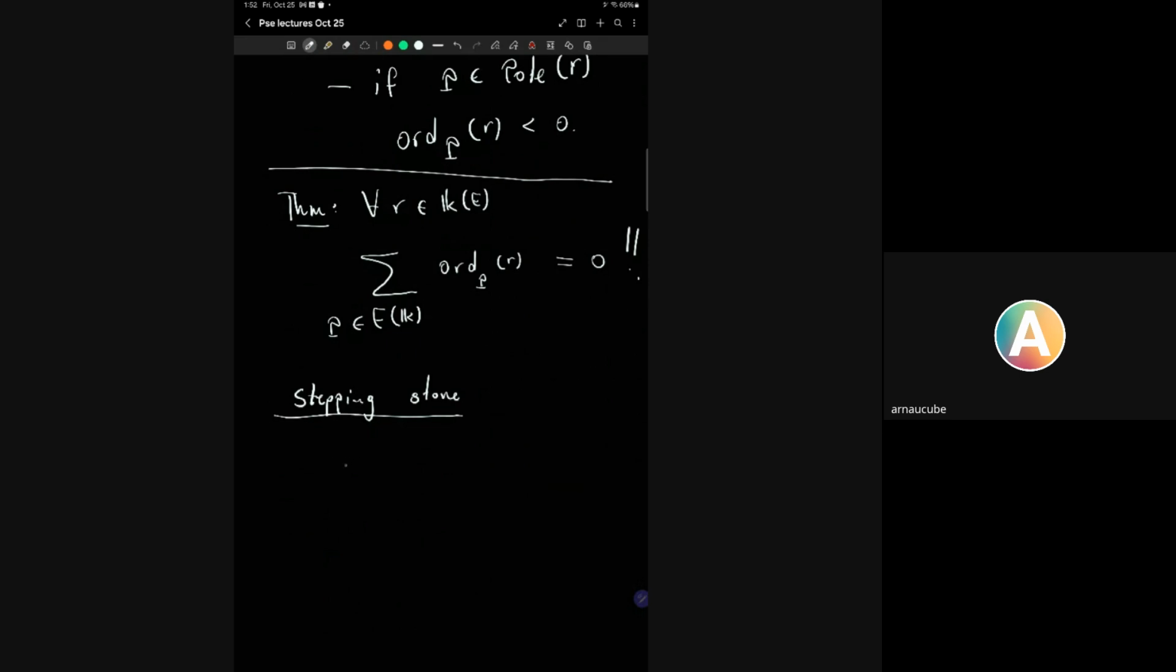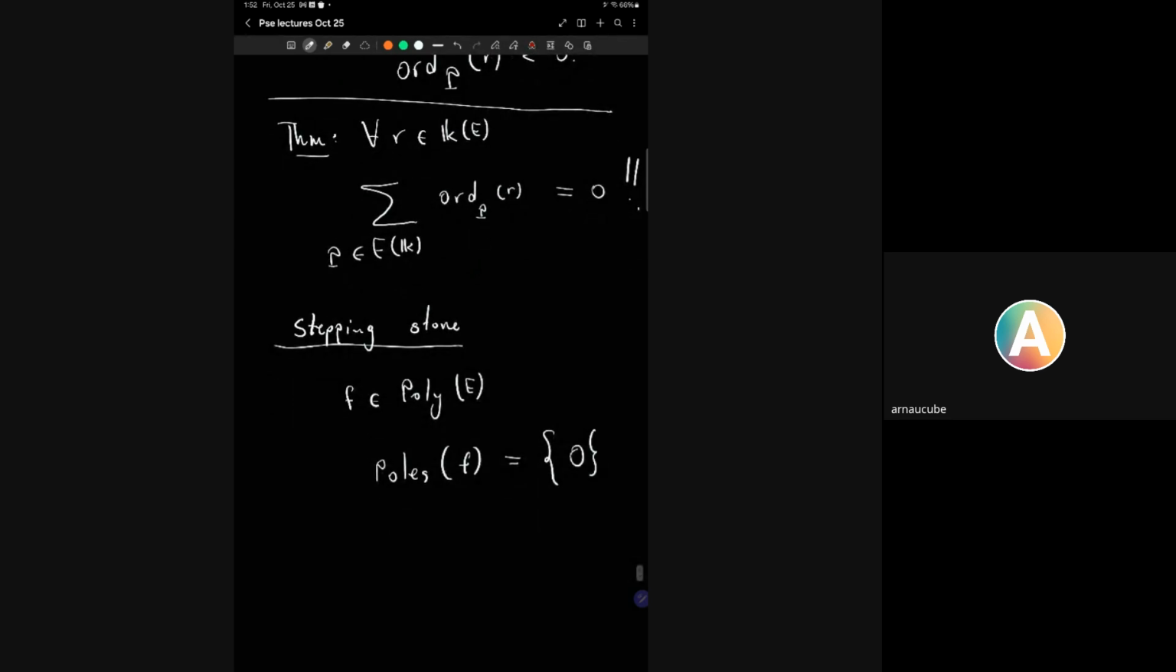You take polynomials, let's say a polynomial over E. What is the possible pole of a polynomial over E? I claim that the only pole of a polynomial is the point at infinity. This is because, what is a polynomial?